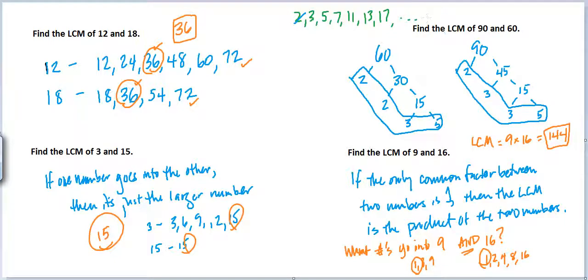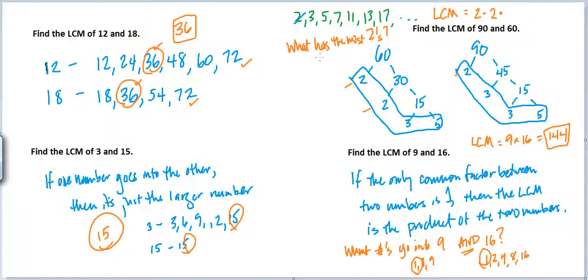So now to find the LCM, you ask yourself, what has the most 2's? Alright, 60 has the most 2's, right? It has 2. 90 only has 1. So we get both 2's from 60.